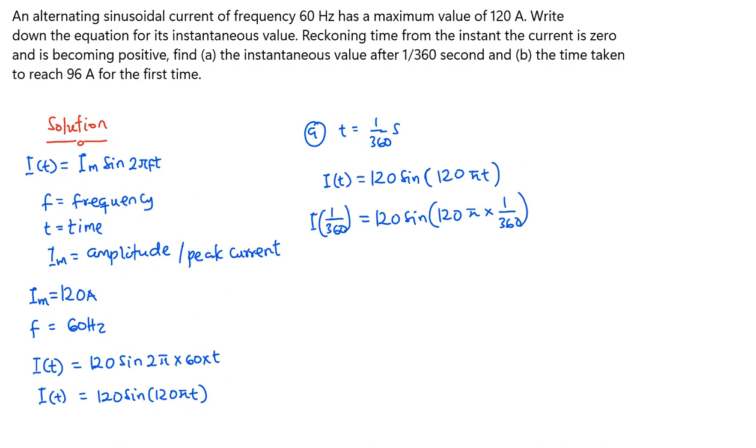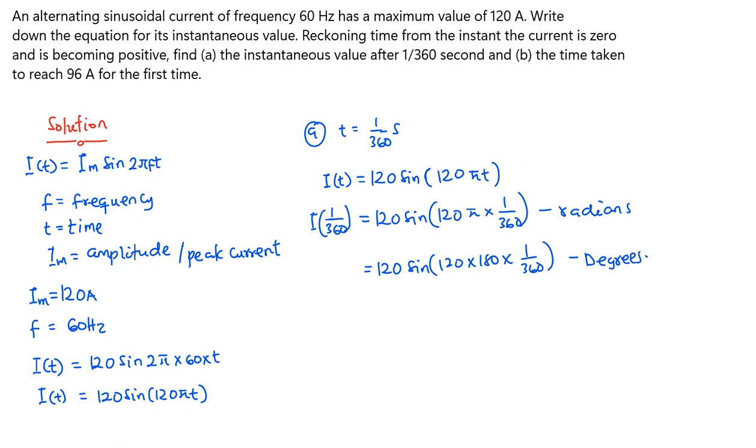So let's simplify this. This is in radians. We are doing this in radians. If you don't want to do this in radians and you want to do it in degrees, then you are going to have this to be 120 sine of 120 pi, where the pi now becomes 180, so you are going to have times 180 times 1 over 360. So this will be for degrees, if you want to work it out in degrees.